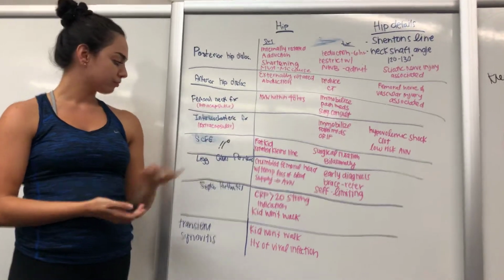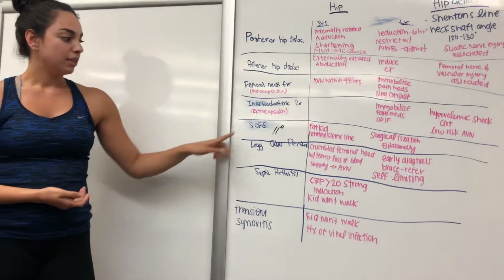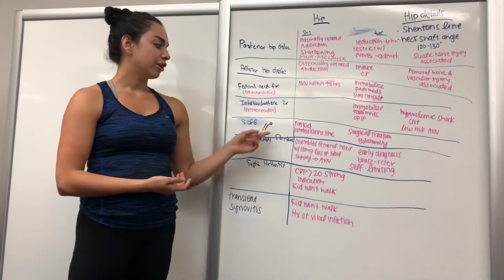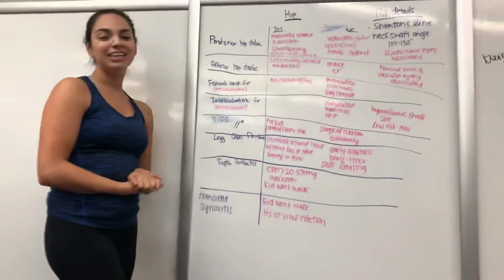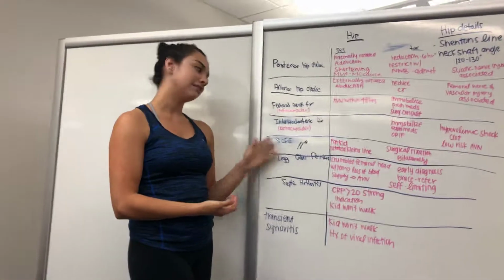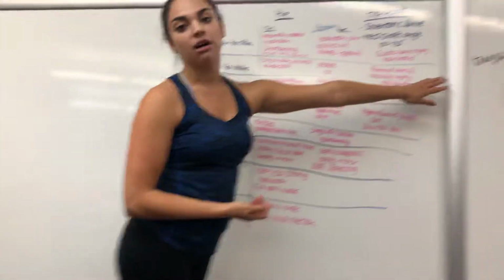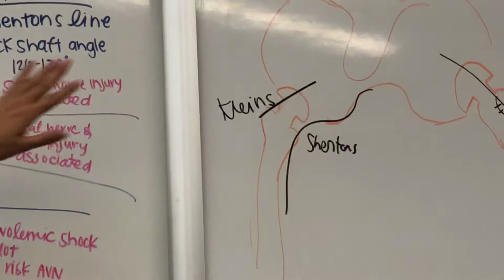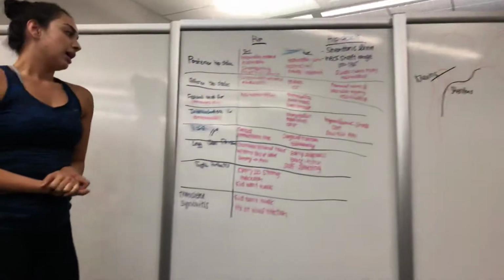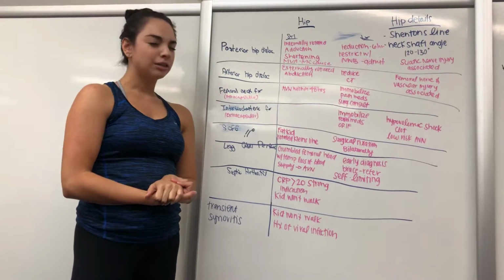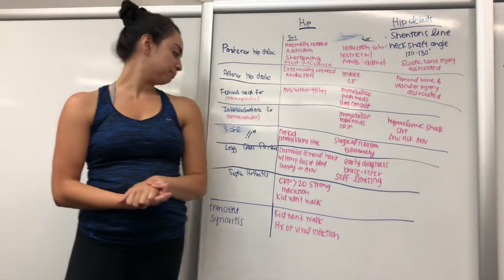Now with SCFE, this is where the femoral head slips off the shaft, and these are your fat kids. Remember that kids like Skippy peanut butter, kind of like SCFE. And this is going to relate back to that Klein's line that we talked about earlier. That's going to be helpful with diagnosis. As far as treatment, you're going to have a surgical fixation bilaterally. Sometimes it just depends on the patient.